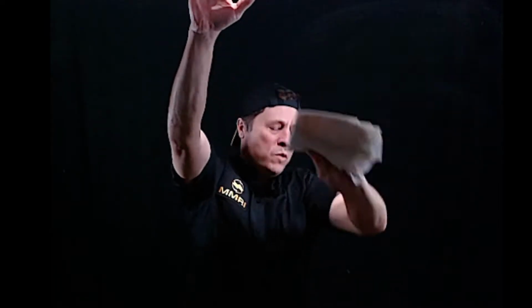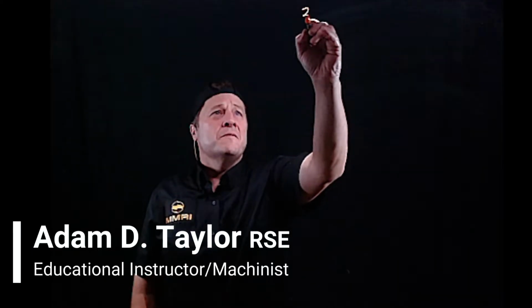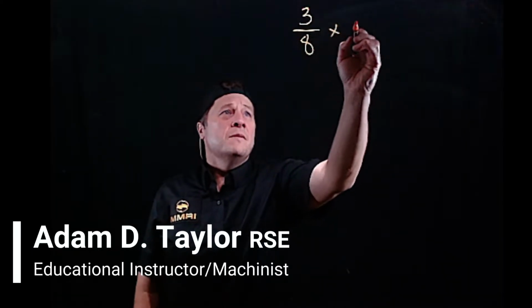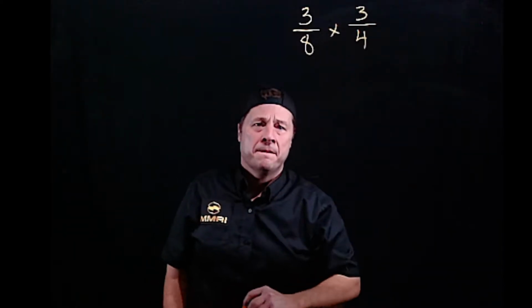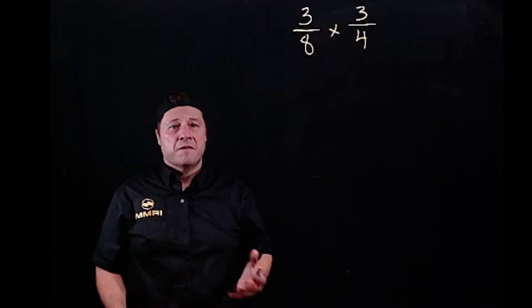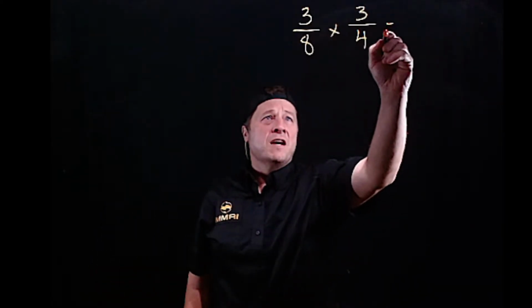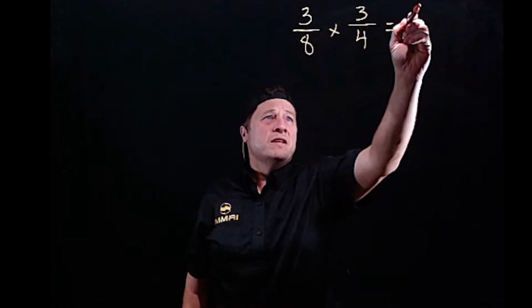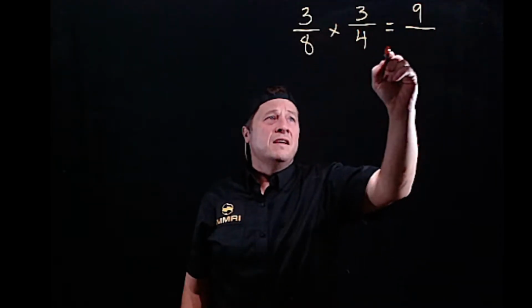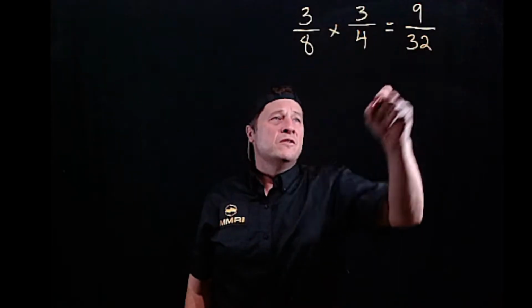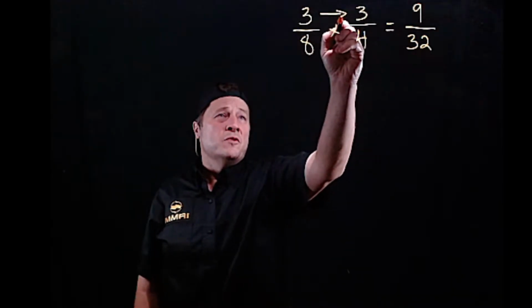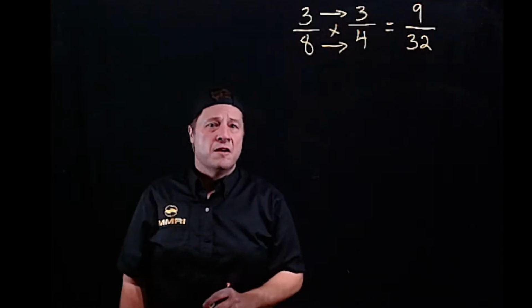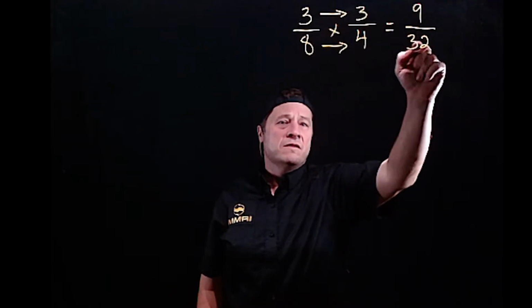Let's do our very quick review on multiplying fractions. Okay, so if we have 3/8 times, I don't know, let's say 3/4. Multiplying fractions is very simple, right? 3 times 3 is 9, and 8 times 4 is 32, so 9/32. So for multiplying fractions, we multiply the numerators and we multiply the denominators, and it will give us our answer.